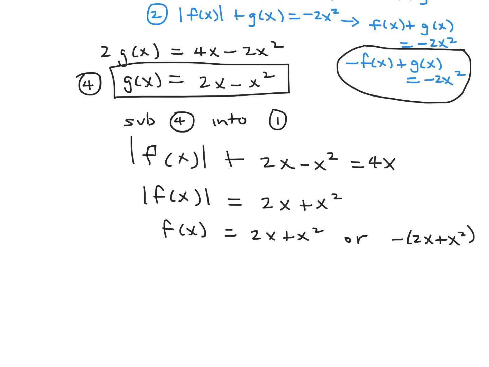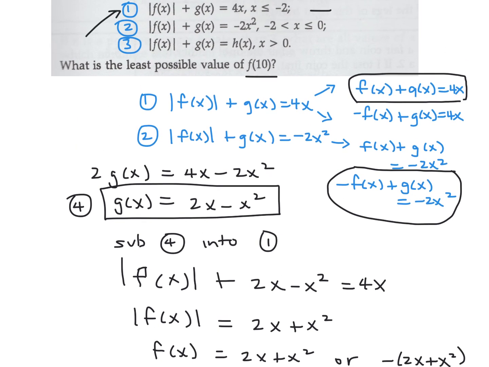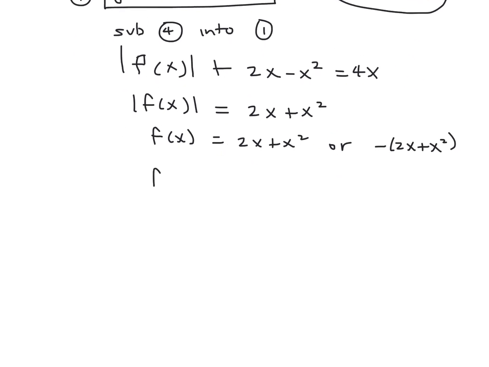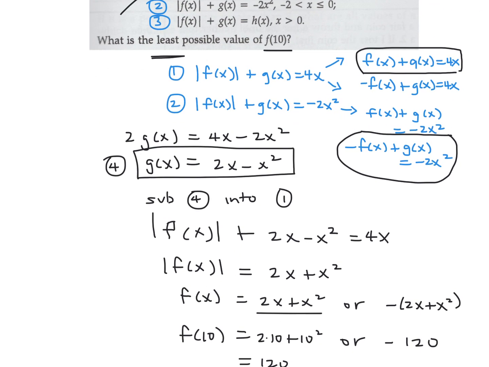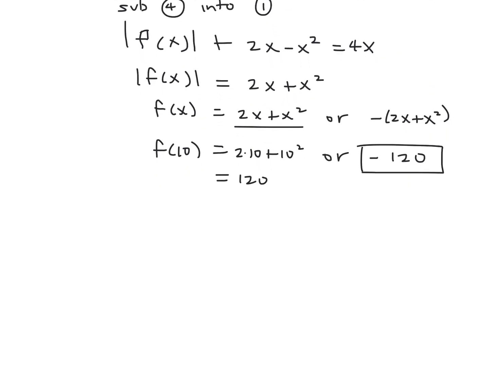Okay, so therefore, what are we trying to figure out again? Oh, f at 10. So f at 10, if we put it in here, would be 2 times 10 plus 10 squared, which is 120. Or if you put it in here, it would be minus 120. And what do they want? They want the least value. Well, the least of these is this guy, minus 120.